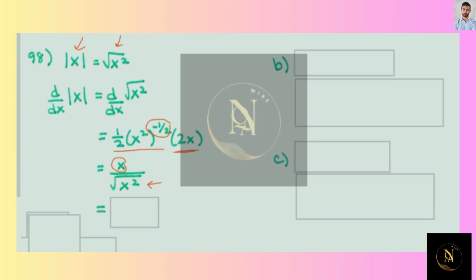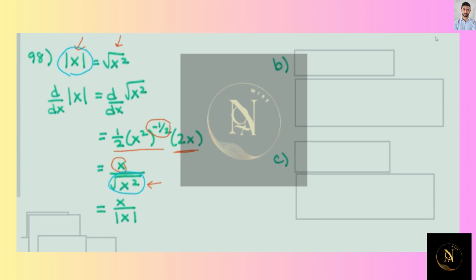So then, if we substitute the absolute value of x in for the square root of x squared, we end up with x over the absolute value of x. That's the derivative of the absolute value of x. And that was what we set out to show. Now we can apply that to a couple of problems.